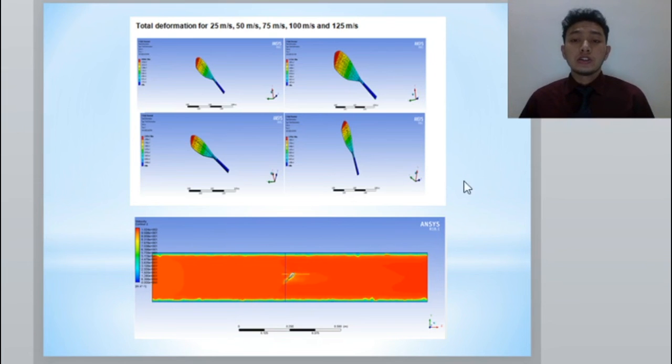So this is the picture that I screenshotted from the ANSYS software. From the software, we can see the feather deflects or deforms with the different velocities of wind. To get the difference, we have to find the deformation of the feather, and this is the turbulence of the velocity around the feather. So I think that's all from me.